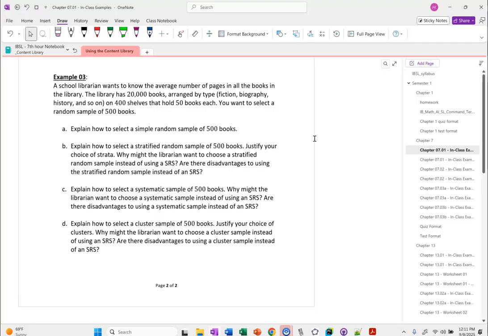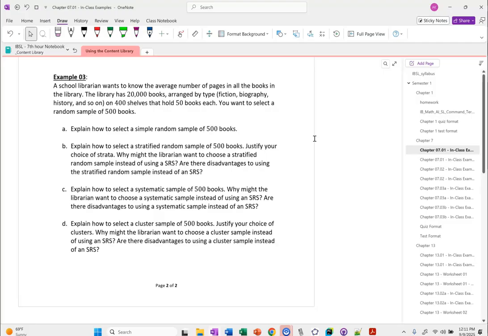So read the layout of the library here. So like take clusters of books in the same section in the library? So specifically the shelves. Yeah, the shelf. Probably, yeah. So your clusters would be your 400 shelves.